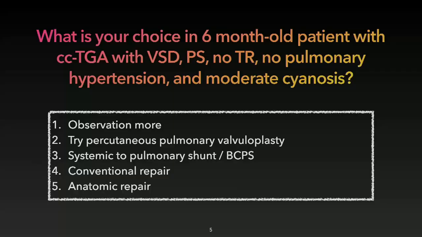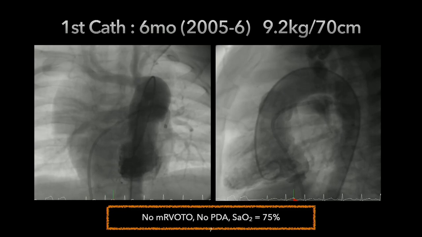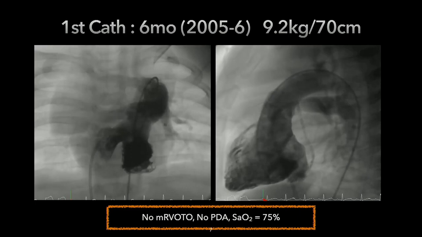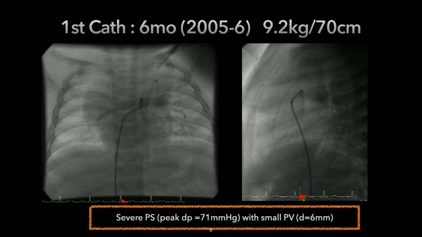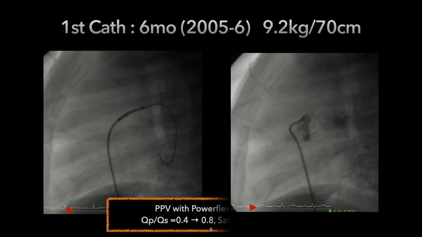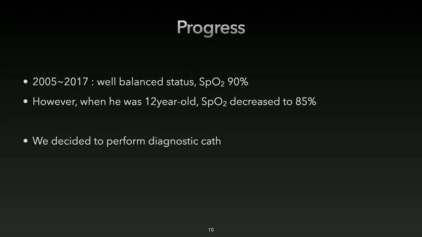Even though we know the risk is high if we do PPV, our center is very aggressive, so PPV was performed. We performed cardiac cath at the age of 6 months, and the hemodynamic study showed no morphologic RVOT obstruction and arterial saturation was 75%. As you can see, there was severe PS with a peak pressure gradient of 71 mmHg. We performed PPV with seven-size balloons. It was relatively effective. The QP/QS ratio increased from 0.4 to 0.8, and arterial saturation increased from 75 to 90% without any complication. So this is the progression.